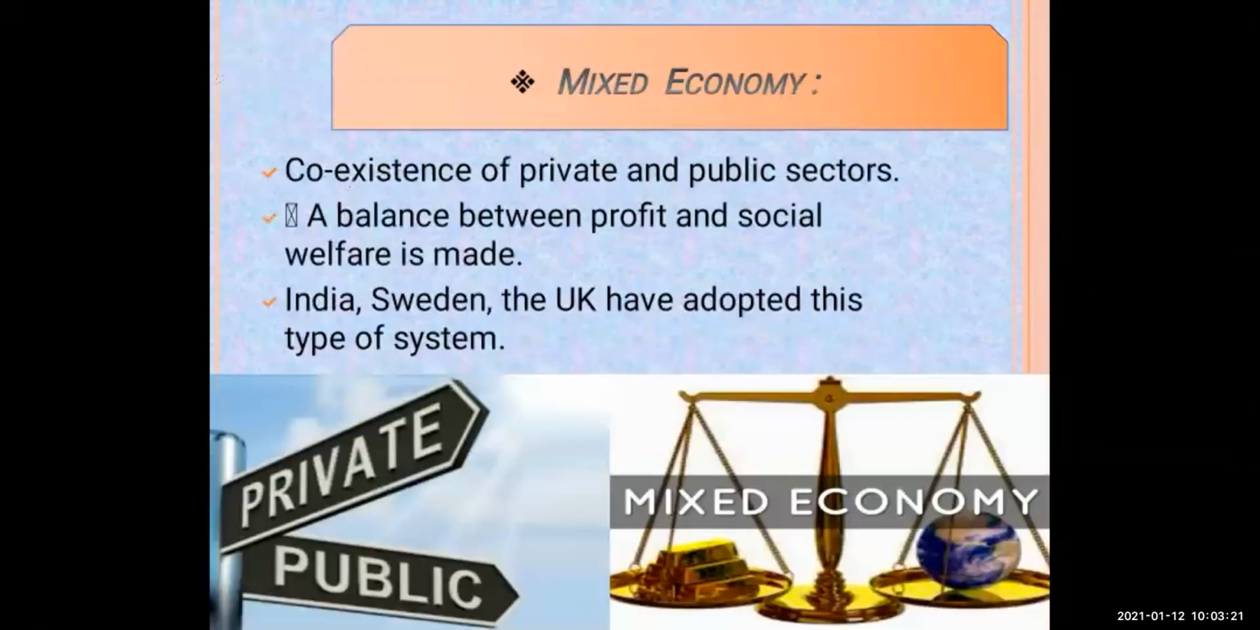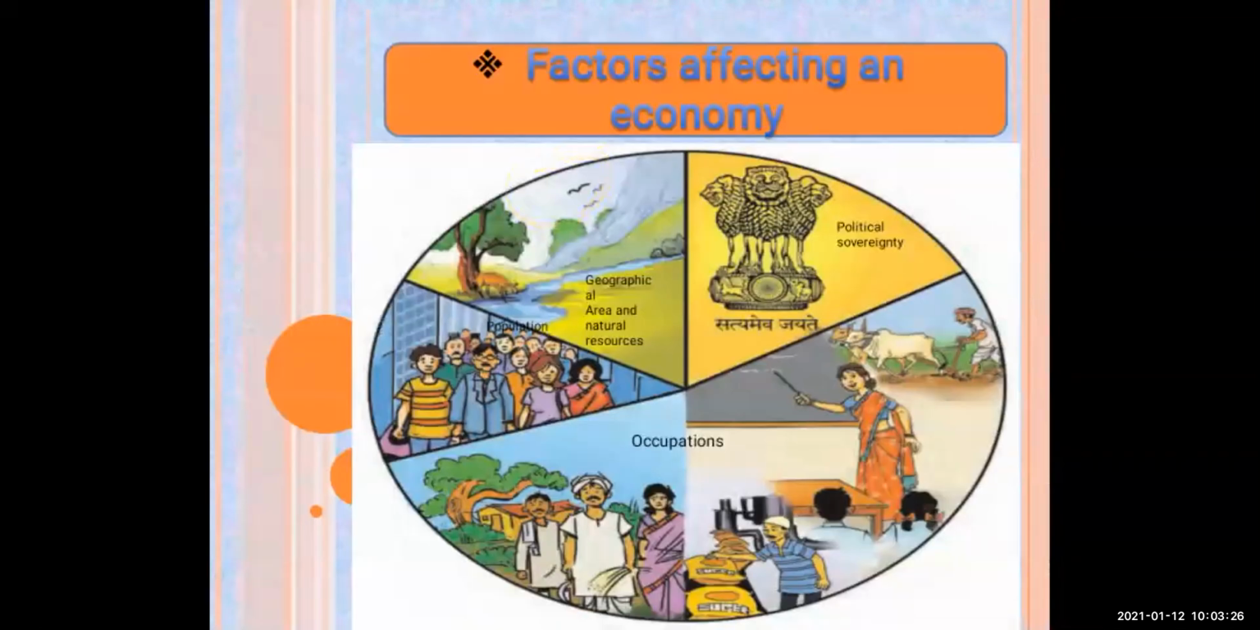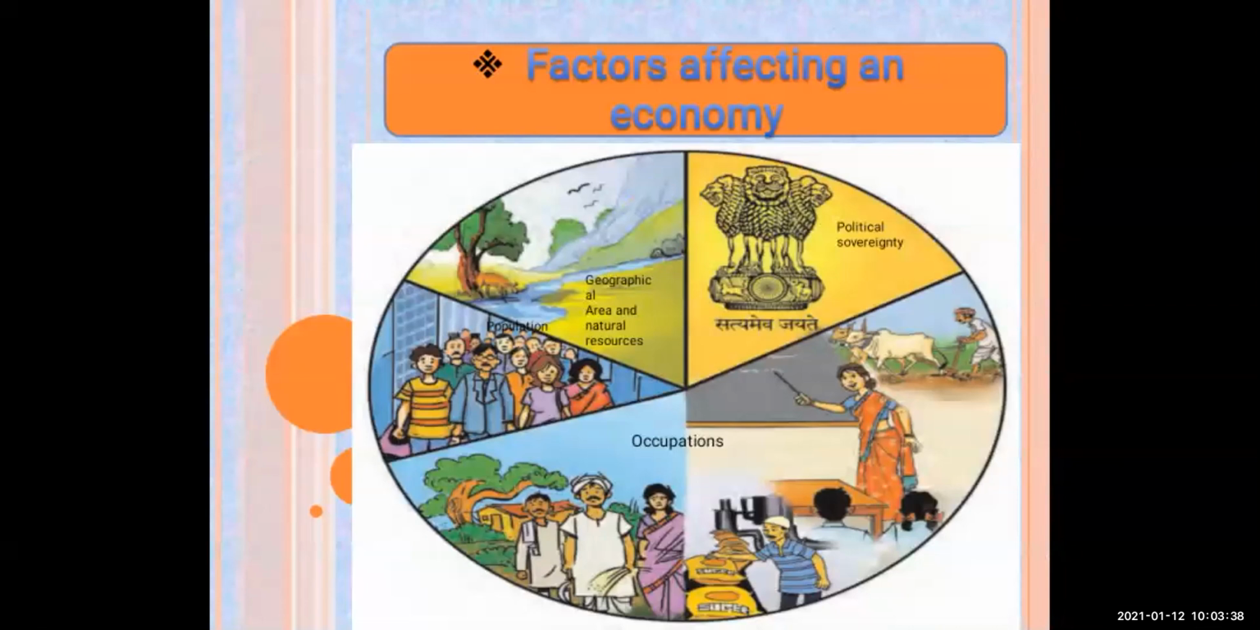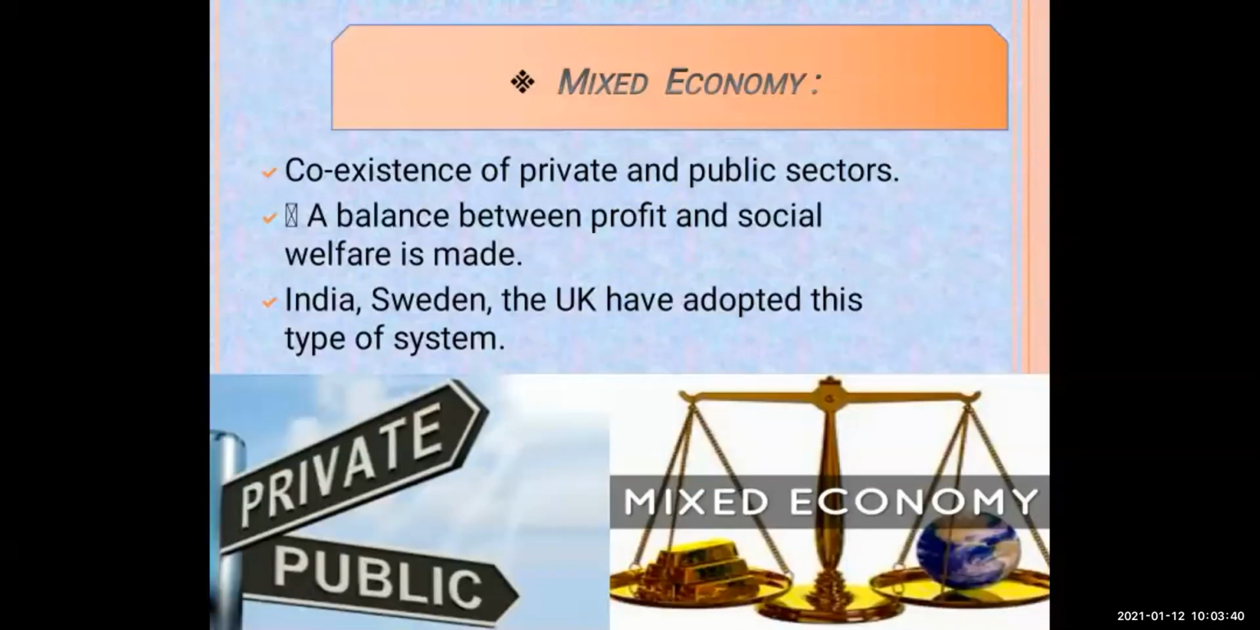The third type is mixed economy. Mixed economy means the coexistence of the private as well as the public sector. In this economy, students, you have to balance both things, profit as well as social welfare. Both have to be balanced properly, then only our economy will be in good condition. For example, India has adopted the mixed economy. This is a very important question.